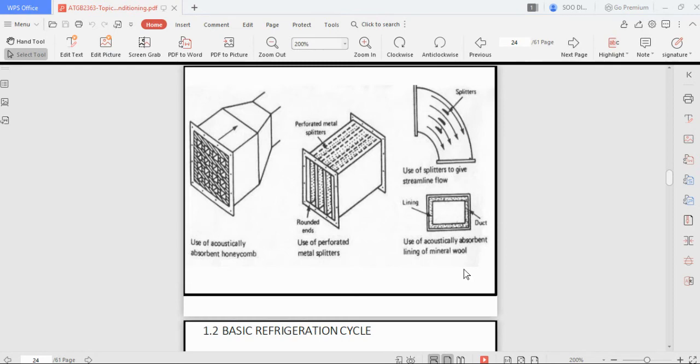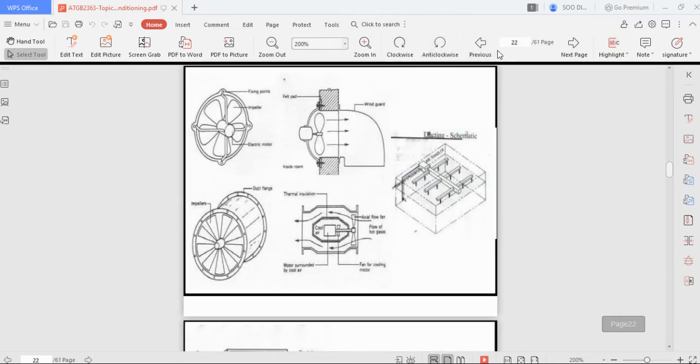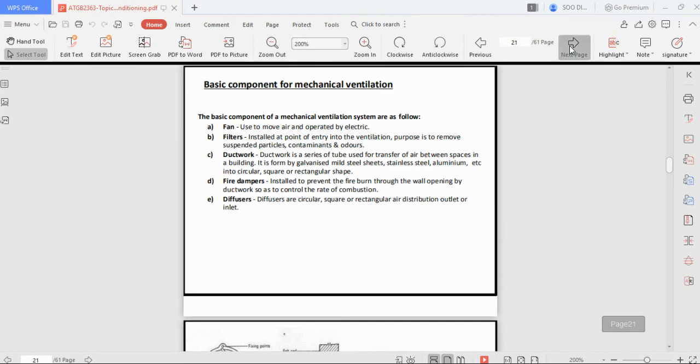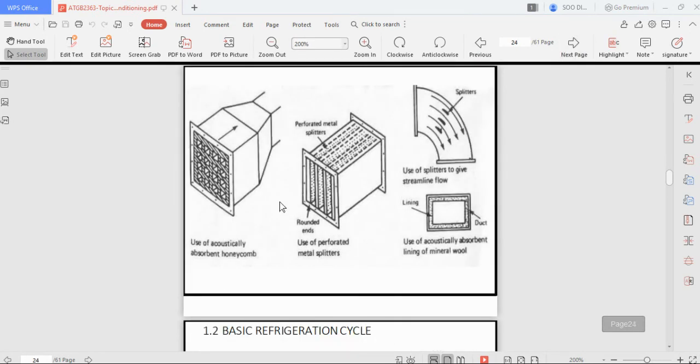And this is the diffuser. So that's about it for the ventilation system. So ventilation system is basically either natural or mechanical.